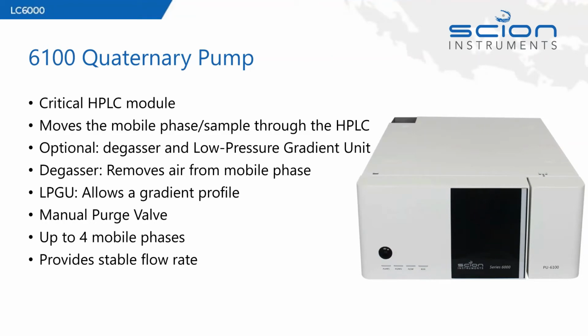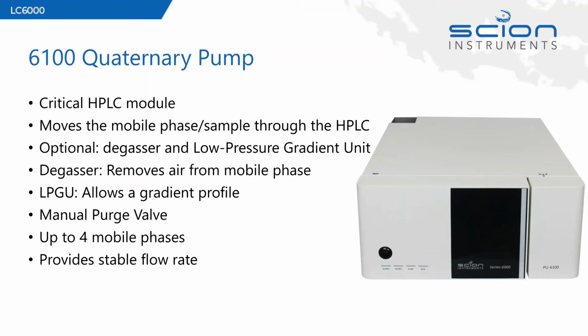The most important module for any HPLC system is the pump. Obviously, the pump is what provides the system with the high pressure that is needed to move the mobile phase and sample through the HPLC. So we offer the standard pump as a basic isocratic system. We can then upgrade this to include a 6-channel degasser and also a low pressure gradient unit.